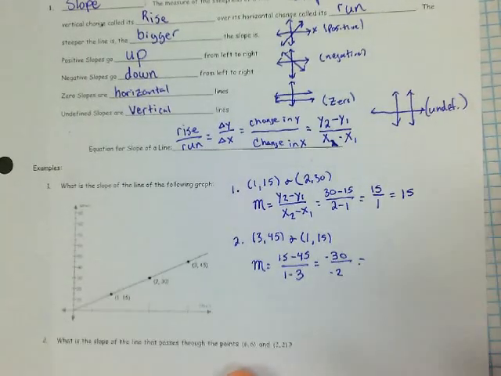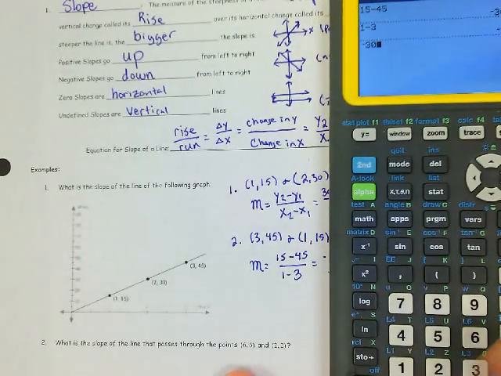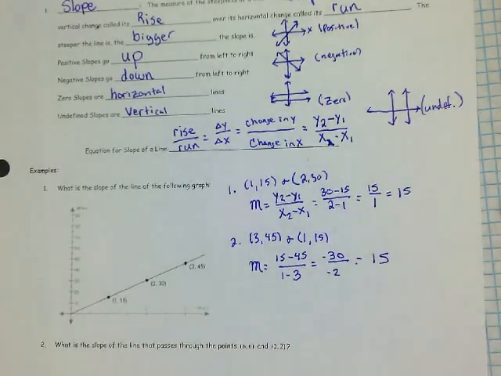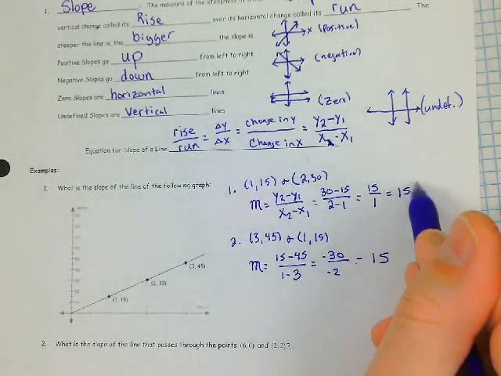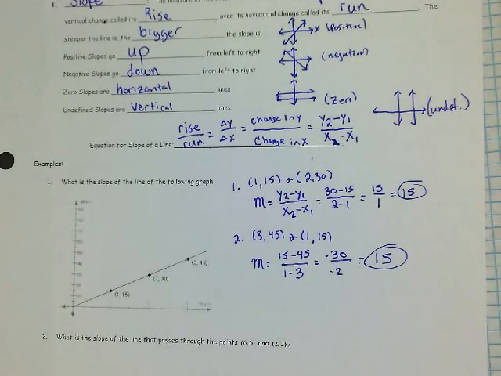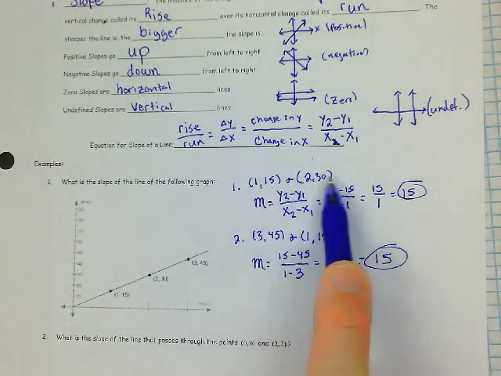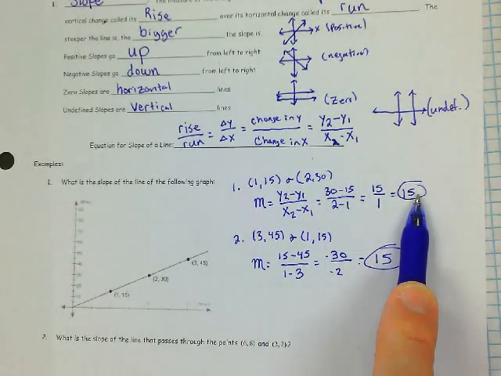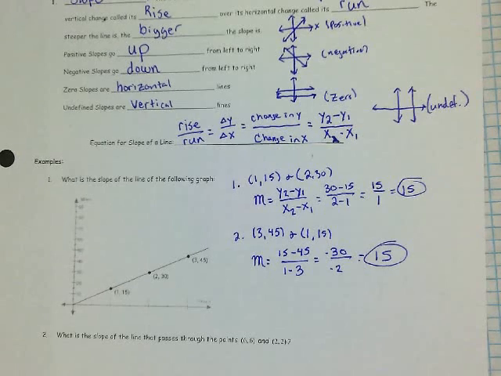Then all you got to do is simplify it. Negative 30 divided by negative 2 gives you positive 15. You get the same slope as long as the points are on that same line. So 15 is my slope, regardless of which 2 points and regardless of which order you put them in, isn't it? If I did this one, 15 minus 30, and then 1 minus 2, I'd still get a slope of 15, wouldn't I? Because a negative divided by a negative is a positive. All right? Any questions?